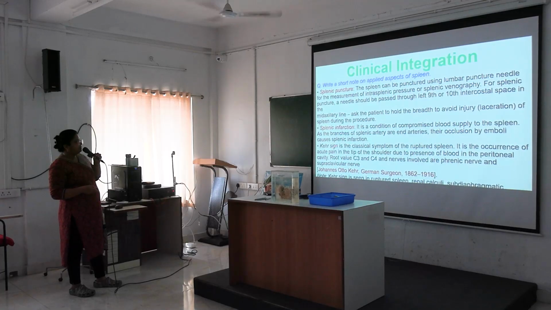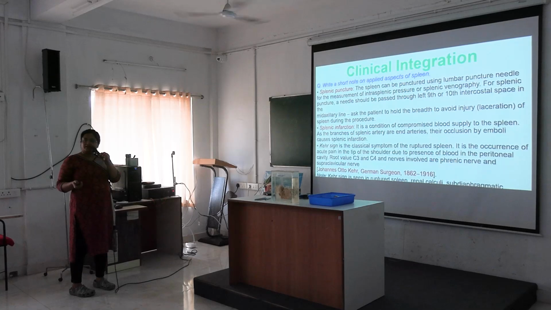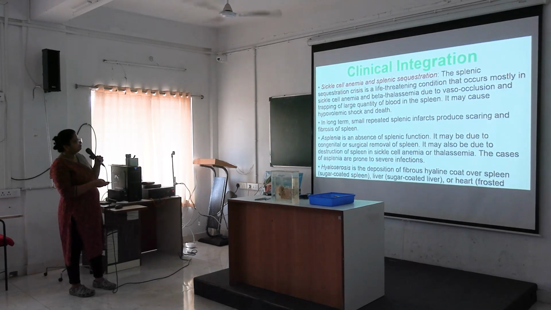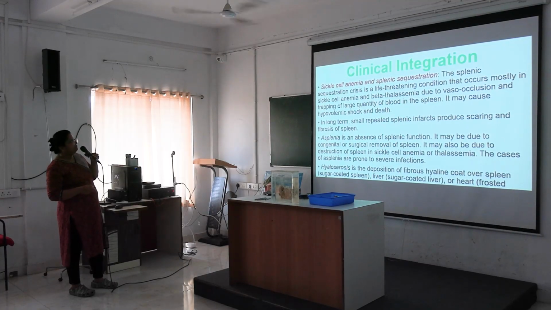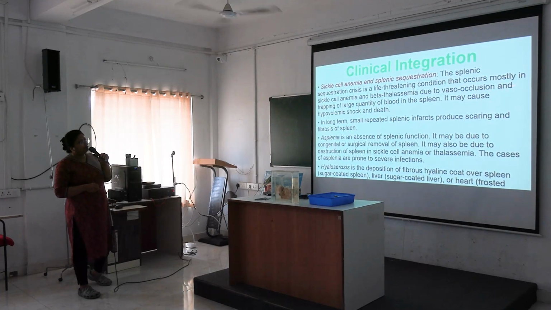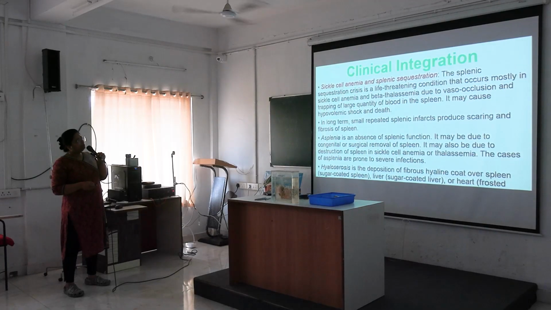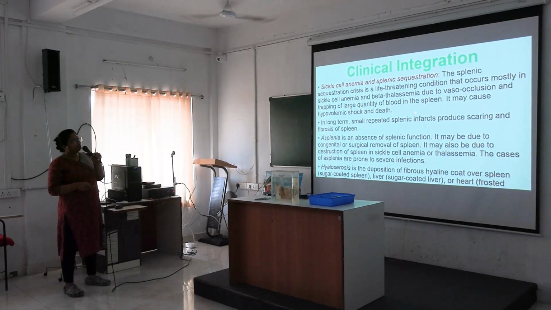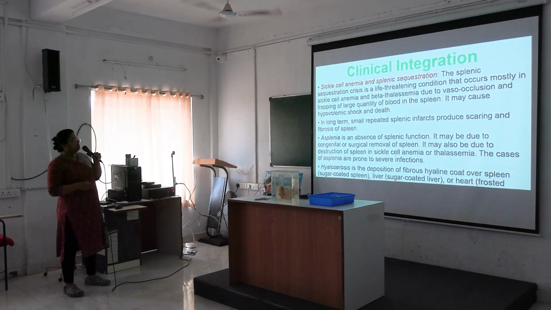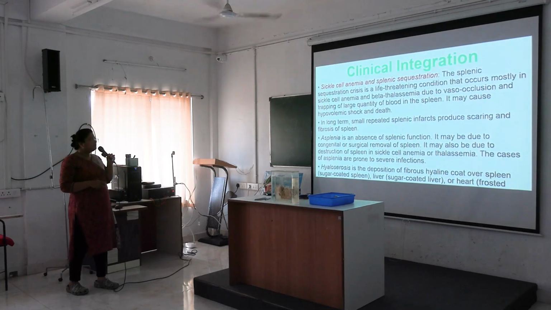And Kerr sign, this pain, it is also seen in ruptured spleen, also in some renal calculi, and in subdiaphragmatic abscess. Okay. Sickle cell anemia. The splenic sequestration crisis is a life-threatening condition, occurs mostly in sickle cell anemia and beta thalassemia due to vasoocclusion and trapping of large quantity of blood in the spleen, and it may cause hypovolemic shock and death in the patient. In long term, small repeated splenic infarct produce scarring and fibrosis of the spleen.